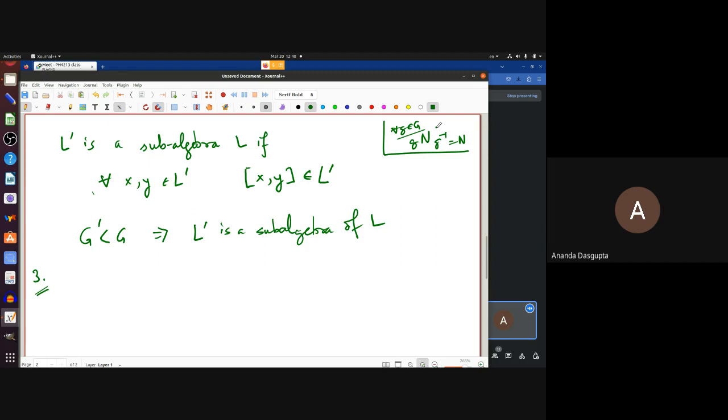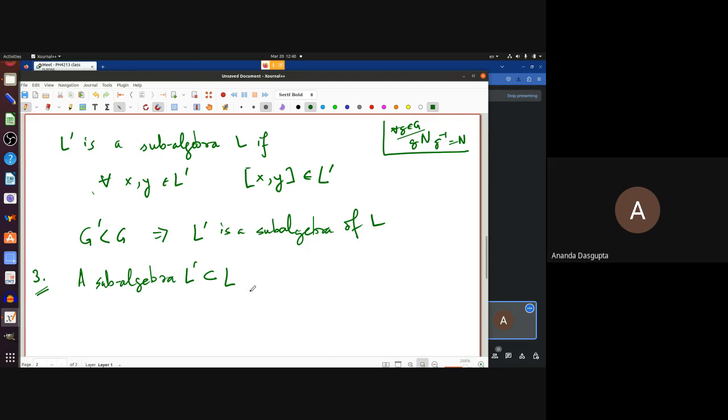For the time being, I'm just stating this as a definition in Lie algebra theory, which is a subalgebra L prime of L. Note that this alone does not make N a normal subgroup. You have to establish that N is a subgroup which has this property. If N is not a subgroup, then this will not help you say that it is a normal subgroup. So it has to be a subgroup first, then it has to have this invariance property under conjugation.